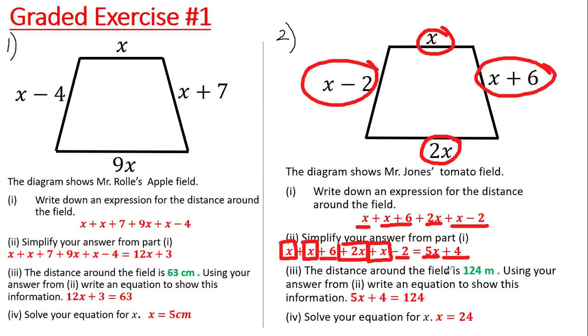Now they say that the distance around the field is 124 meters, and using your answer from part I, write the equation to show this information. So we set the algebraic expression equal to 124. So we have 5x plus 4 is equal to 124. Now all we need to do is solve for x.